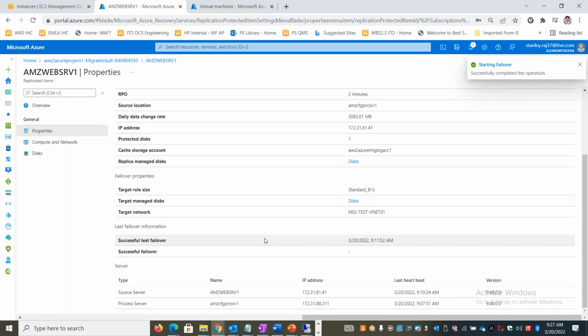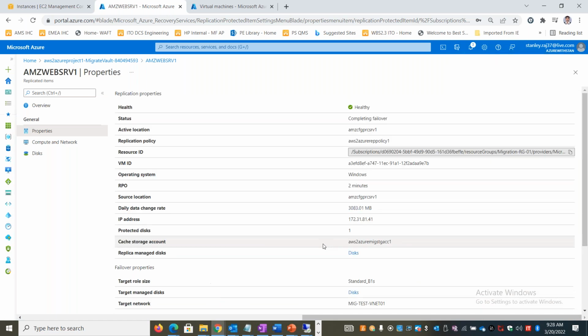You can see the source server details: which process server it is using, what the IP is, and what the version is. Currently, it is switching over to a B1S standard VM based on the source size. RPO is 2 minutes. The change rate is very low, only 3 GB. This is also important.